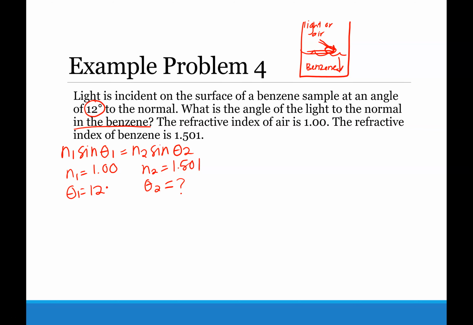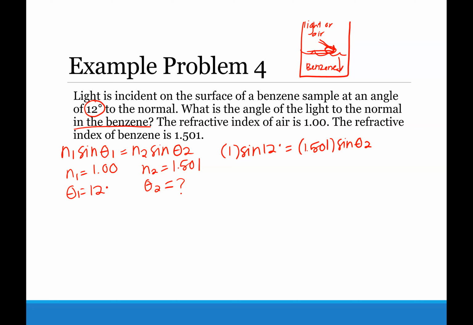Before putting all of the variables in, do a double check in your calculator and make sure that you're in units of degrees and not units of radians. So once you've done that, n1 is 1. Sine of 12 degrees equals n2, which is 1.501, sine of an unknown angle.